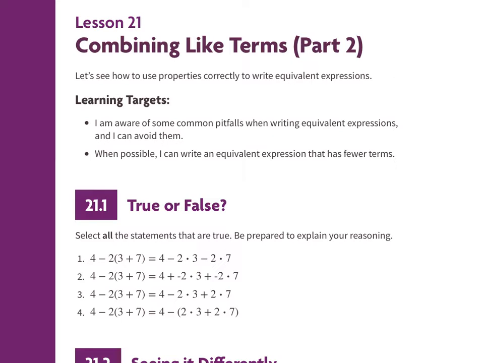So select all the statements that are true. Be prepared to explain your reasoning. So 4 minus 2 times 3 plus 7. Well, the parentheses tell me I'm going to use the distributive property. So it changes nothing to this part right here. So 4 stays the same. Then we have minus 2 times 3, which we have right there, and minus 2 times 7, which we have right there. So that one works.